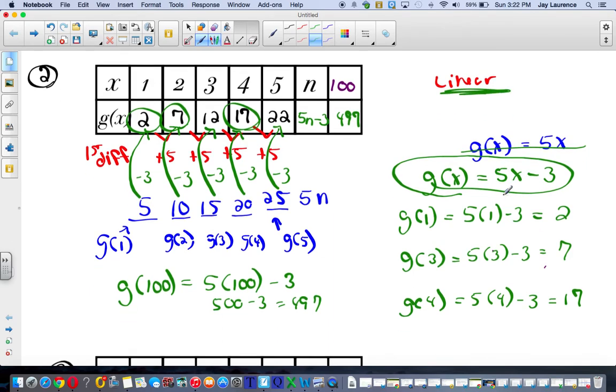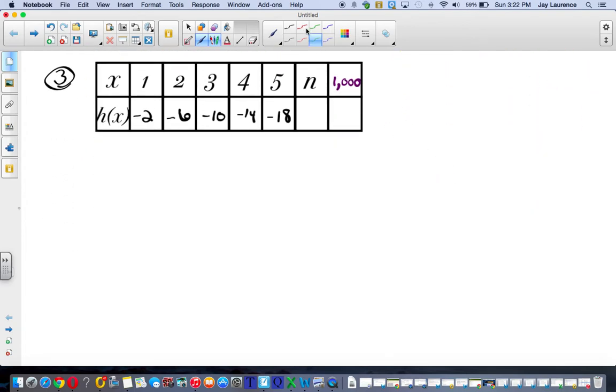All right, one more example, and then we're going to wrap up this video. Step 1, find the first differences. All right, so let's see here. Do I add 4 there? No, I don't. I subtract 4, don't I?